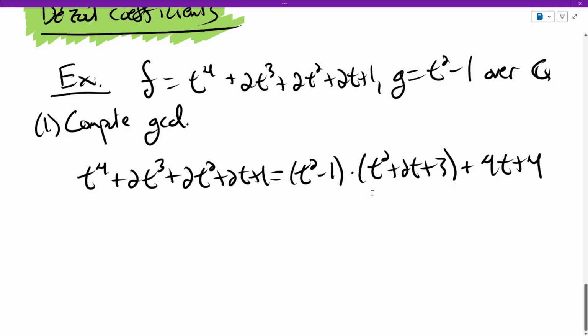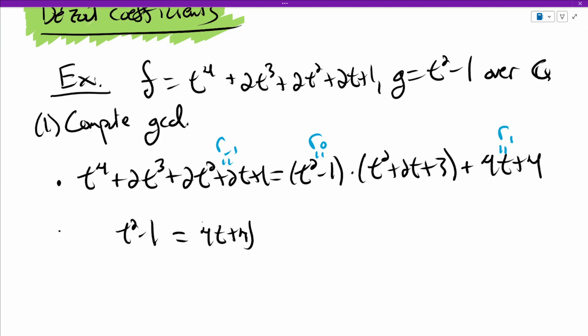Great. So this is the first iteration of using the division algorithm. If we want to label things, this is our r-1 remainder, this is our r0 remainder, and this is our r1 remainder. The next thing we're going to do is divide r1 into r0. So we're going to put a t squared minus 1 here and an r1 here, and we're going to try to compute the quotient and the remainder.